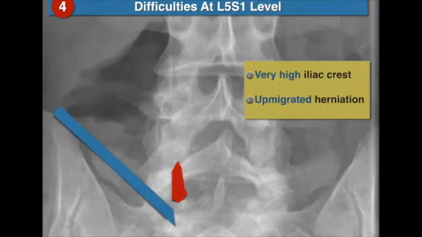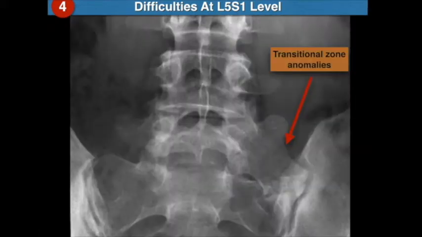Transforaminal endoscopy at the L5S1 junction is not always easy. If there is a very high iliac crest, the endoscope is downwardly inclined, and if you have an upmigrated sequestrated fragment in such cases, it will be impossible for us to remove. Transitional zone anomalies may also prevent an easy transforaminal approach.